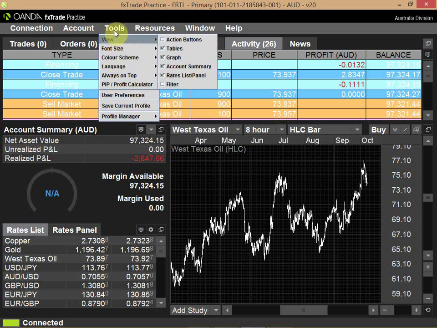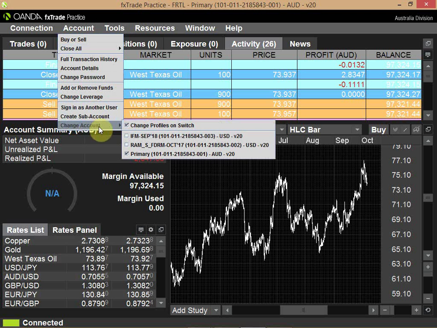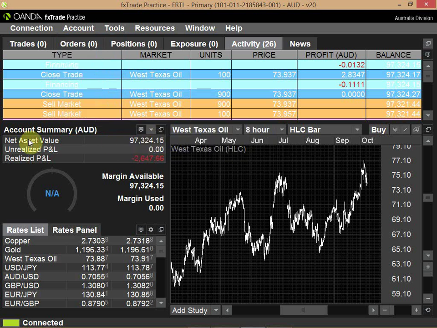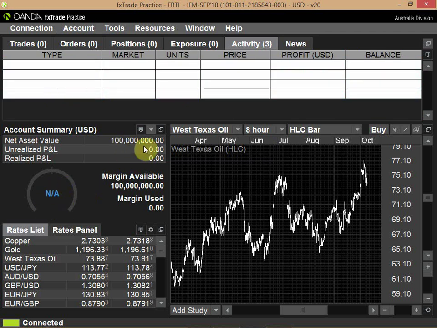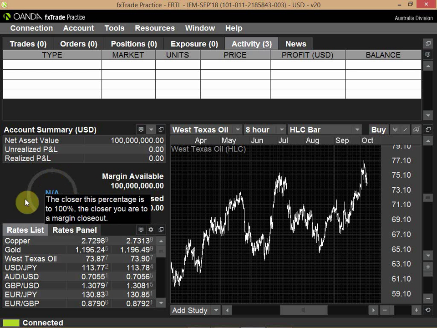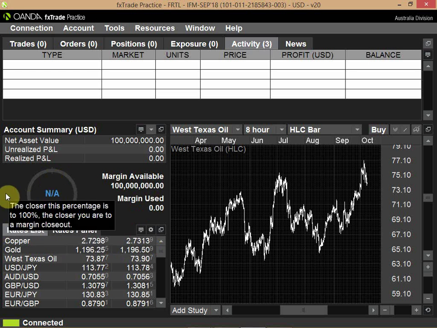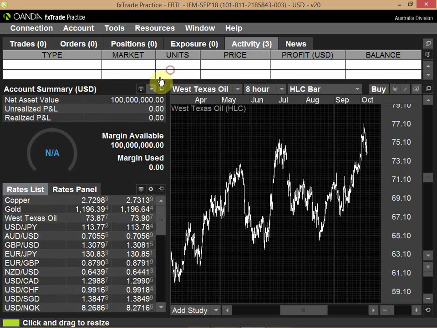Create account, change account. Here, this is my account. This is my primary account with 97. Here, this one I put in 100 million, but I think I've told you guys to put 150 million when you create the sub account. So here there is no trading.